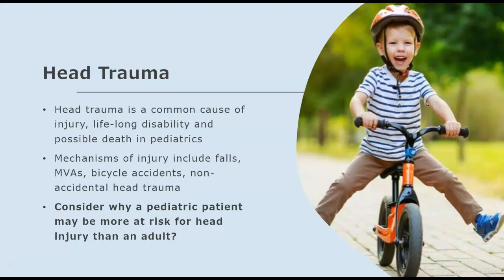Things to think about are the proportionately large head size in comparison to their body, as well as a high center of gravity, which makes it more likely that they will hit their head against something when they fall from a height or they are injured in a motor vehicle accident or a bicycle injury. We also see psychosocial factors such as their curiosity and high energy level, along with their immature motor development, which puts them at a greater risk for suffering from a head injury.